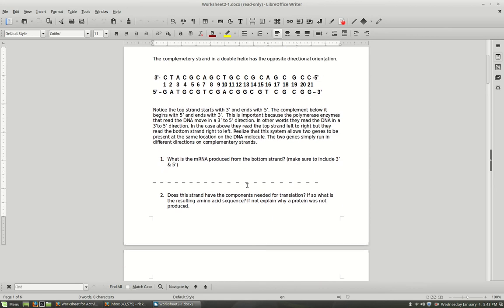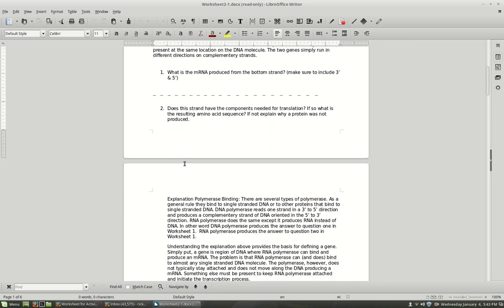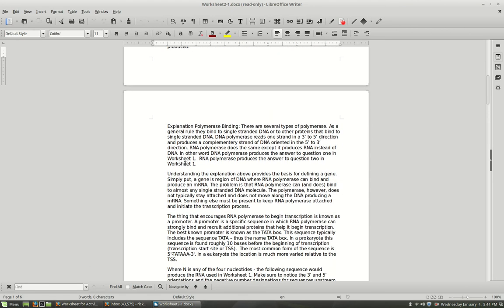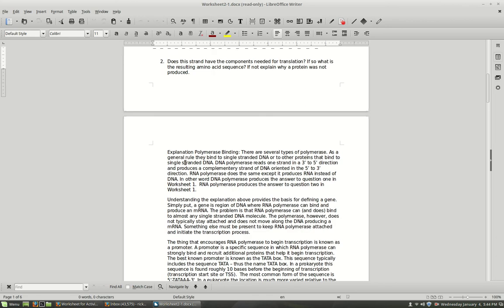In this particular exercise, you're just going to do as we did earlier. You're going to find the complement here. Very easy. Nobody should have a problem with that. But you do need to designate the correct 3' and 5' ends. You need to understand what causes the polymerase to stick.